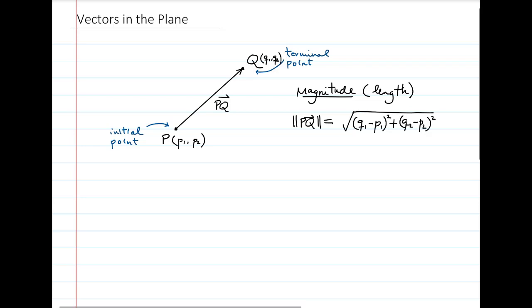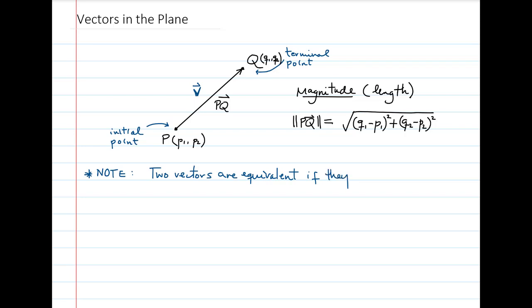So the magnitude of PQ is basically the distance or the length of that ray. Now, our convention here is to label vectors usually with lowercase v, u, w, and in your book, like most textbooks, those would be bold lowercase letters. Sometimes I would put a line or an arrow on top of it just to distinguish it from any other variable or letter, so you know we're talking about vectors here.